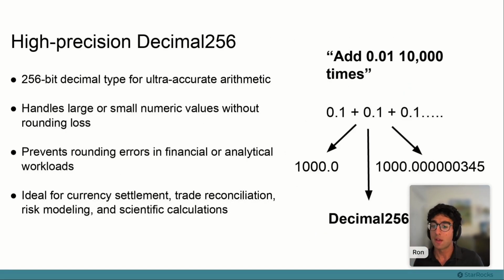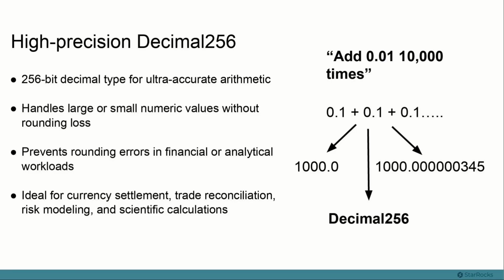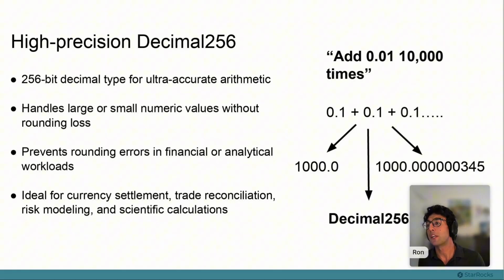Some other features take us to newer heights or newer dimensions of performance, which we previously didn't have. First one being high precision decimal 256. It's a decimal type for really accurate arithmetic. If you're in a financial services use case or an accounting situation, ideally you'd want to use decimal 256. Notoriously, float or double formats can sometimes be inaccurate.